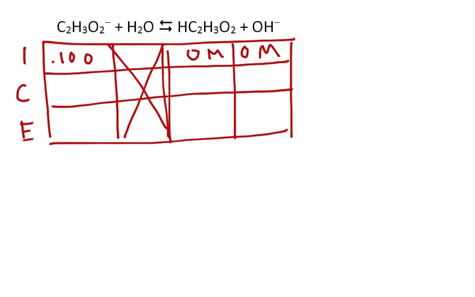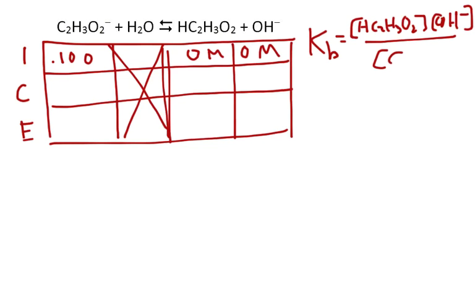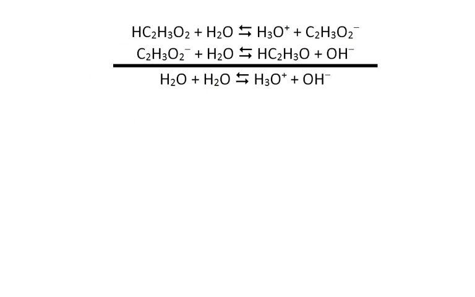Another piece of this that we need, though, is we need to have a K for this reaction. And because we're talking about a solution that's going to increase the hydroxide concentration, then we're actually talking about a Kb. So the Kb for this reaction is going to be the concentration of acetic acid times the concentration of OH minus divided by the concentration of acetate. And to get a value for that, we have to go back to another set of equations.